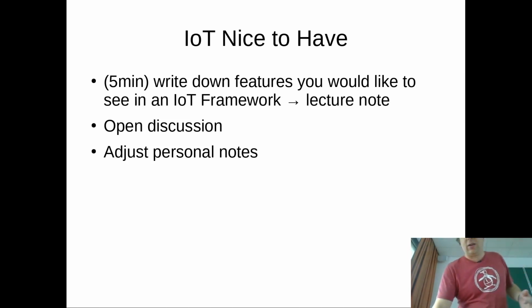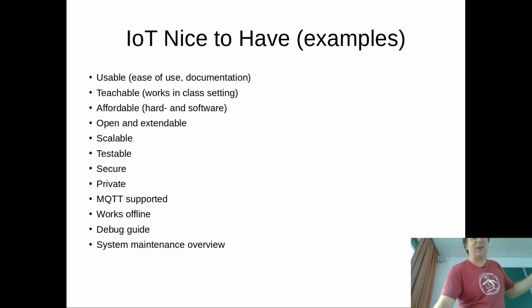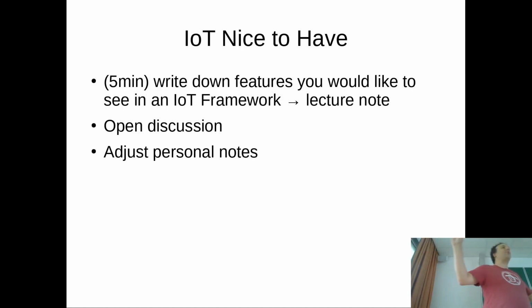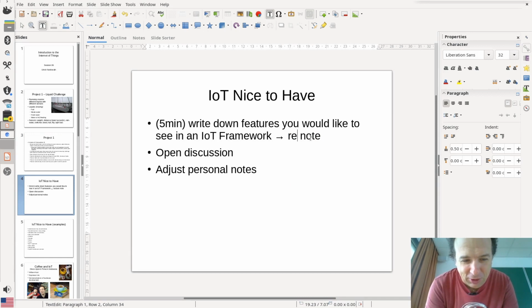There are some examples here, such as usability, documentation, and such stuff. You can all write that down. I want you to make a list of 5 to 10 points now, in 5 minutes, of what you would like to have in an Internet of Things supporting framework or platform. You could say, oh, it needs to run in the cloud or be hybrid. It needs to be a hybrid integration platform, so it should be easy to integrate stuff.